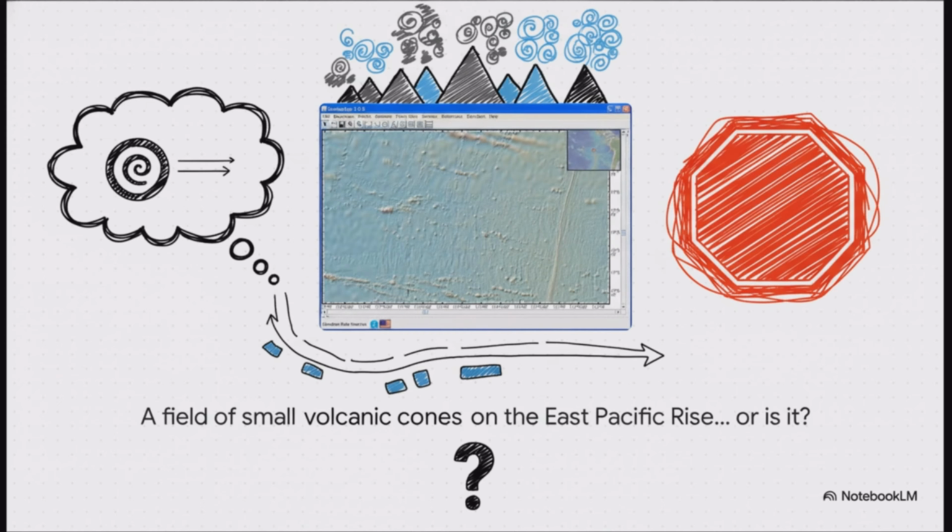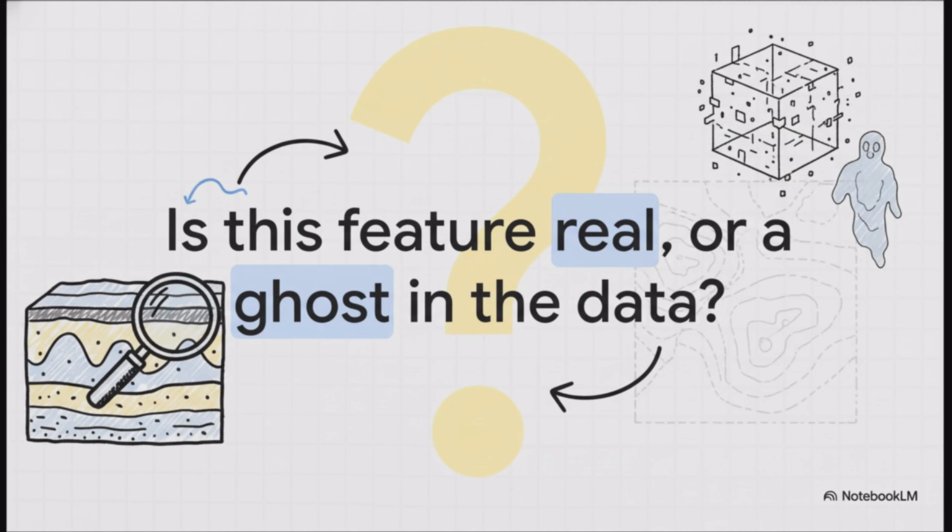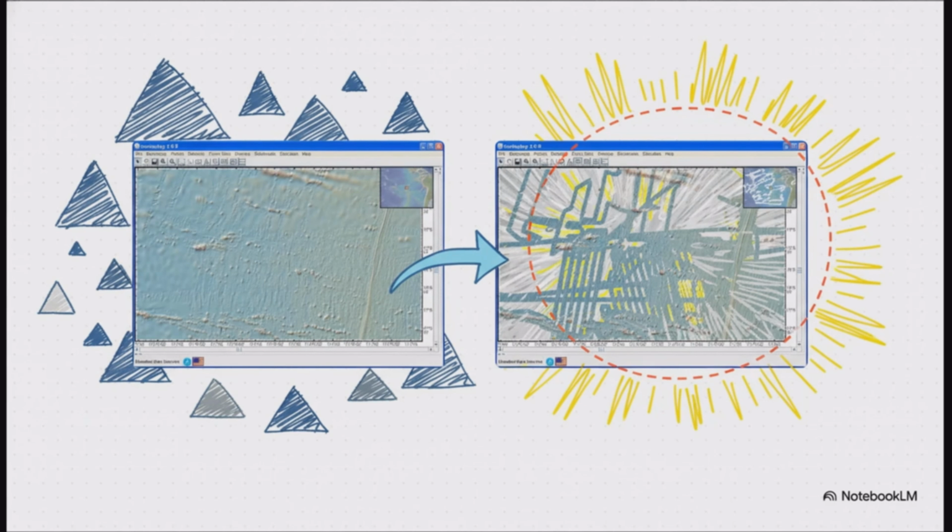But wait a second. Because the professional always stops to ask this question: is what I'm looking at real geology, or is it just a ghost in the machine? Is it a mathematical hallucination that the software created because it was just trying to guess what's in between two very distant data points? And here it is, the big reveal.